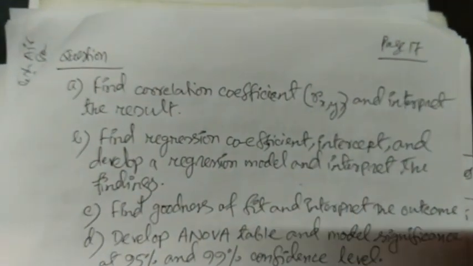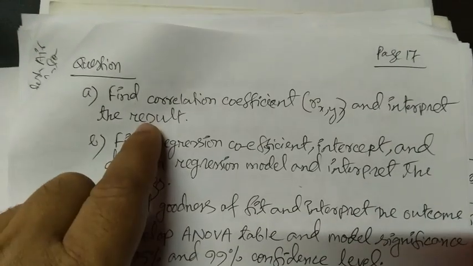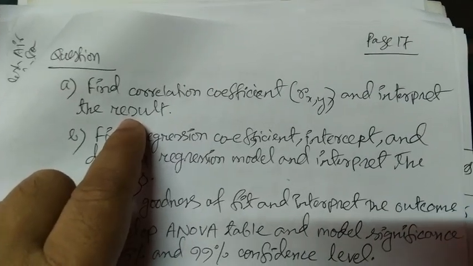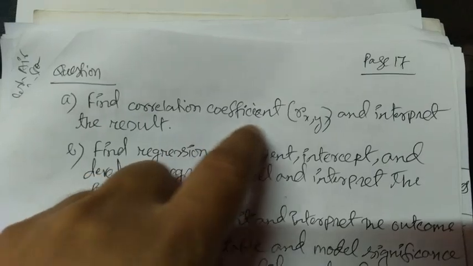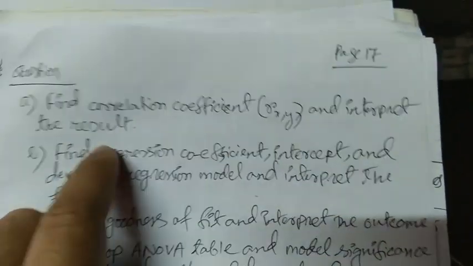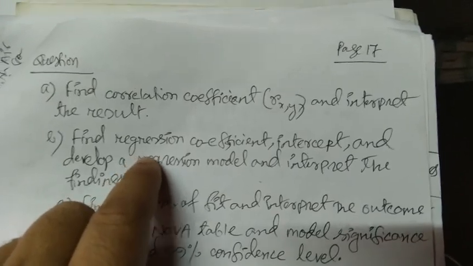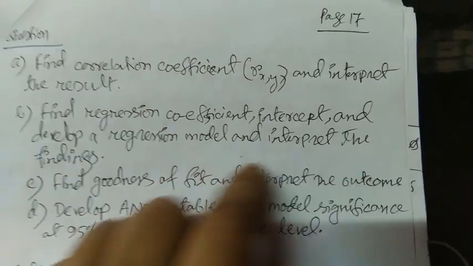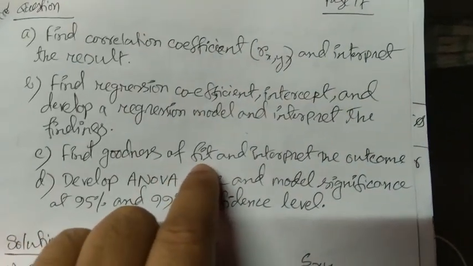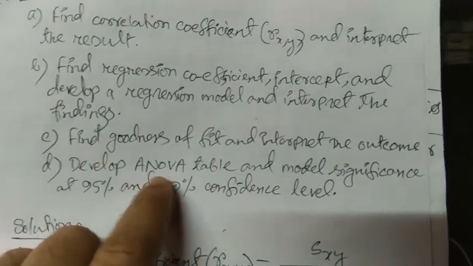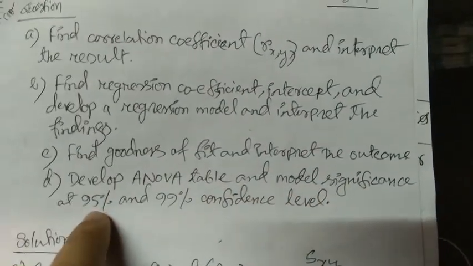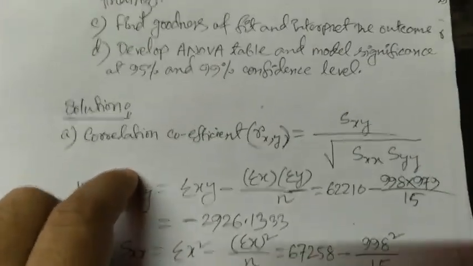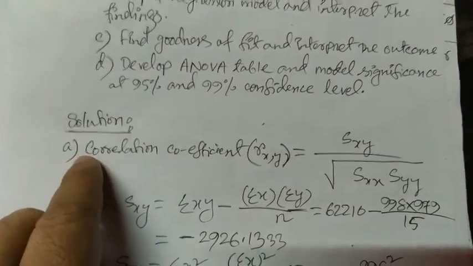So here, example 2 is asking, first, find the correlation coefficient, that means Rxy, and interpret the result. Second, find the regression coefficient, intercept and develop a regression model and interpret the findings. Third, find goodness of fit and interpret the outcome. Fourth, develop the ANOVA table and test model significance at 95% and 99% confidence level. So we have 4 questions so far. First, we will solve part A, the correlation coefficient.